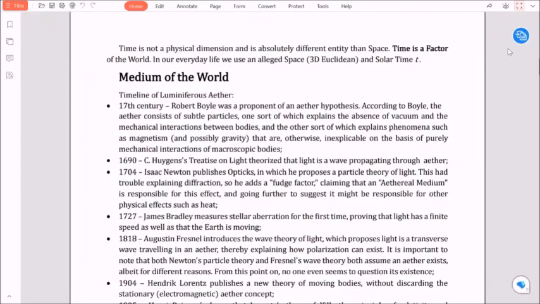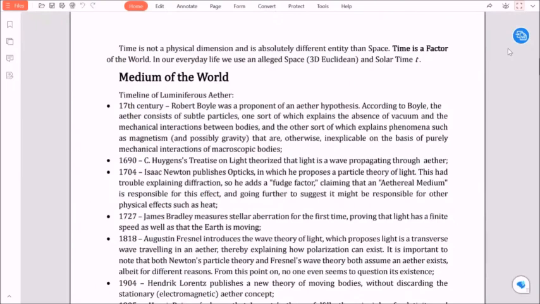Medium of the world. Timeline of luminiferous ether. 17th century, Robert Boyle was a proponent of an ether hypothesis. According to Boyle, the ether consists of subtle particles, one sort of which explains the absence of vacuum and the mechanical interactions between bodies, and the other sort of which explains phenomena such as magnetism and possibly gravity that are otherwise inexplicable on the basis of purely mechanical interactions of macroscopic bodies.